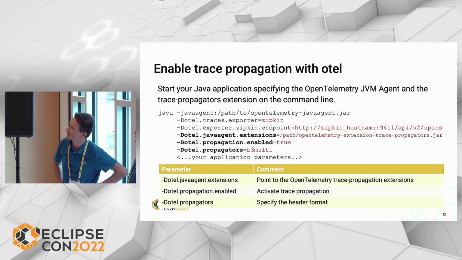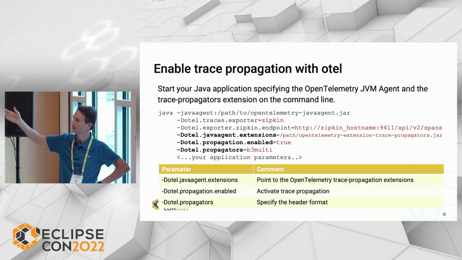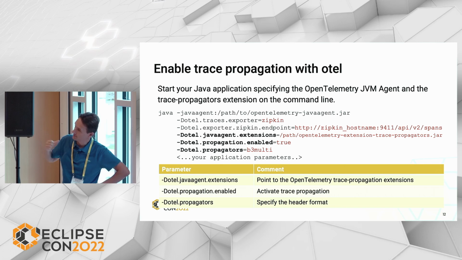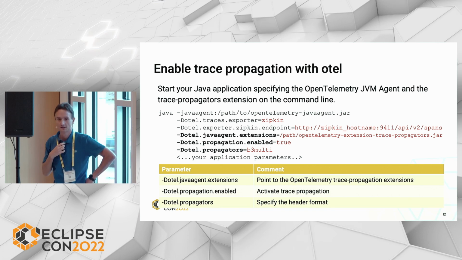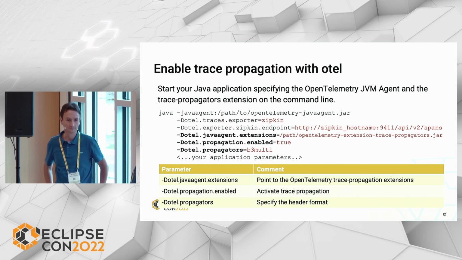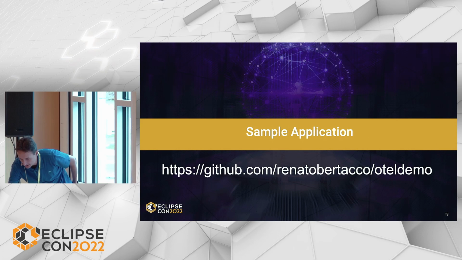One of them, the most significant one, is the Java agent extensions, which is kind of an OpenTelemetry plugin, because trace propagation is an optional feature that is not included in the basic Java agent. And then two more, one to enable trace propagation, and another one to choose the format for the headers. B3 multi is one of the formats supported by OpenZipkin. And with this, I think I'm done.